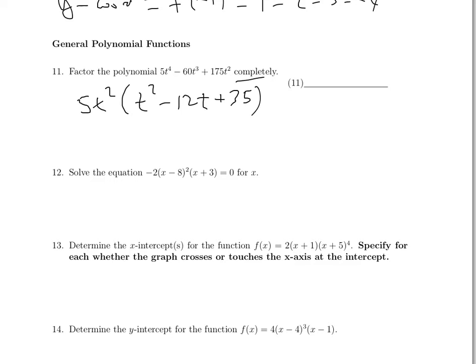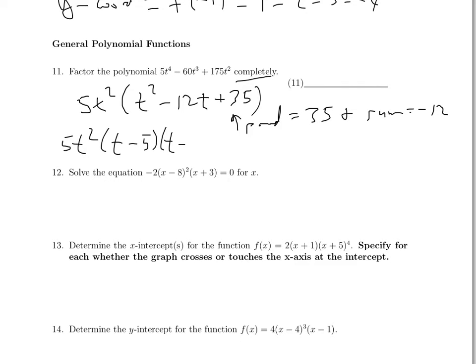But that's not factored completely because the thing in parentheses is now a quadratic that can also be factored. So to factor this, I need a product of 35 and a sum of negative 12, which negative 5 and negative 7 will do. So I'll have 5t squared times t minus 5 times t minus 7 as my complete factorization.